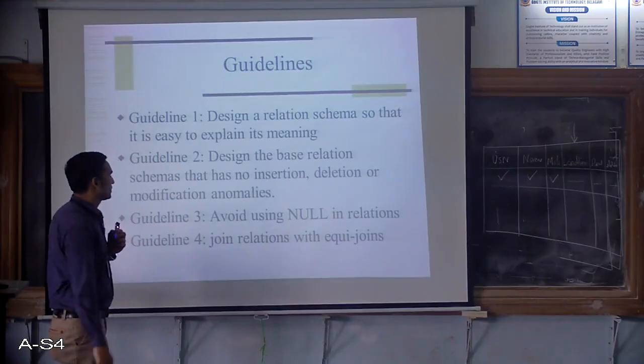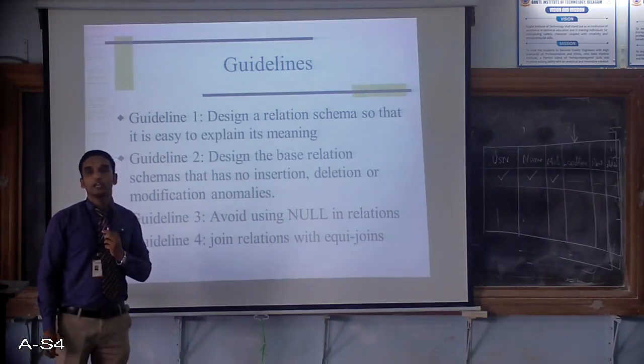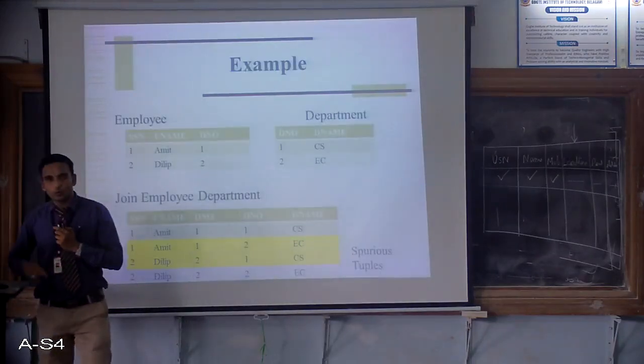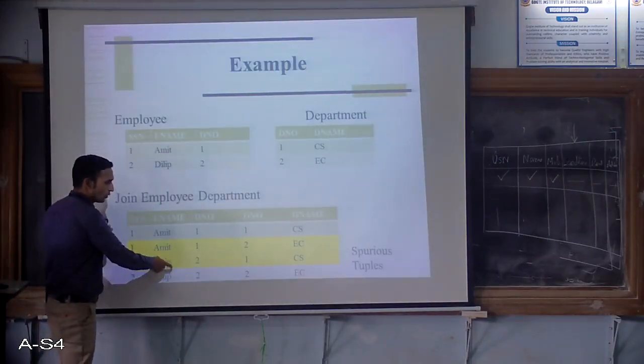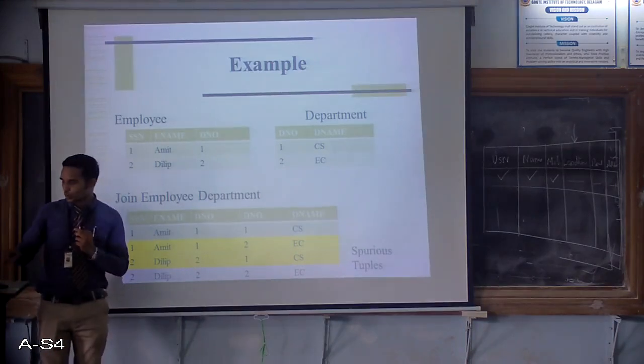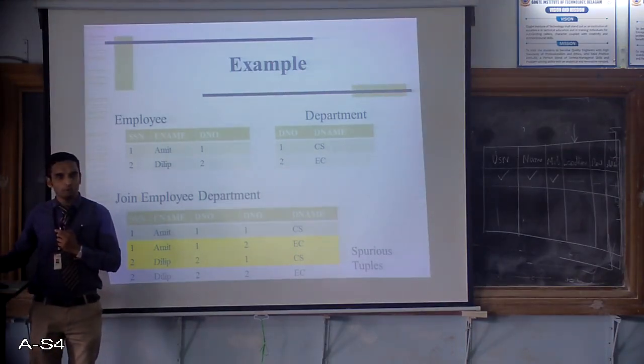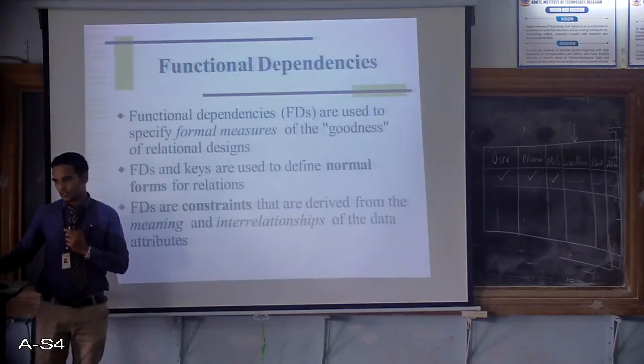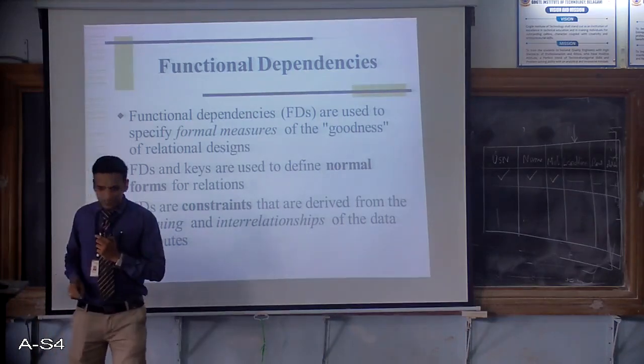And the fourth one is join relations with equi-join. Rather than going for natural join, if I go with equi-join, these rows will be deleted from the relation. So these are the various guidelines which should be followed when you are working on normalization. I hope this is clear. Next we'll study functional dependencies.